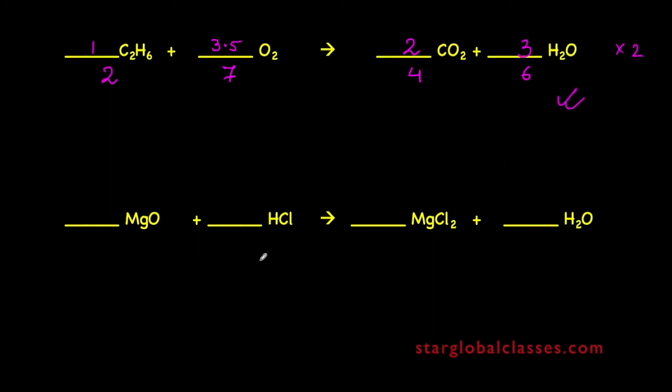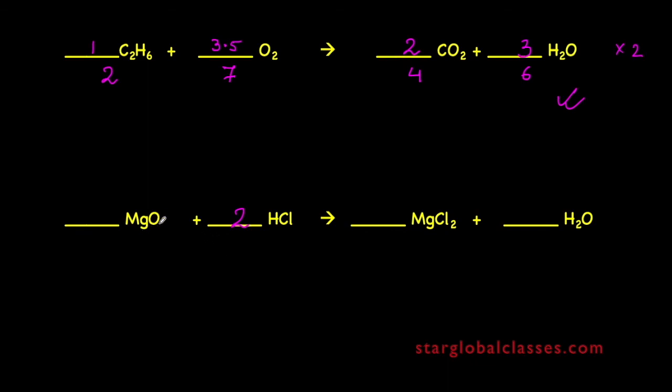MgO plus HCl, MgCl2 plus H2O. How to balance it? Mg on the left hand side and right hand side are equal. They are only 1 and 1. Oxygen on the left hand side is 1 and right hand side oxygen is also 1. Hydrogen here 1, but hydrogen on the right hand side is 2. So we multiply this by 2. Hydrogen now became 2 on both the sides.